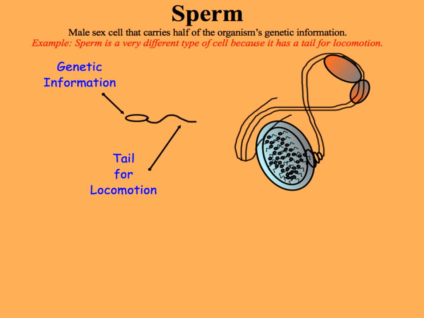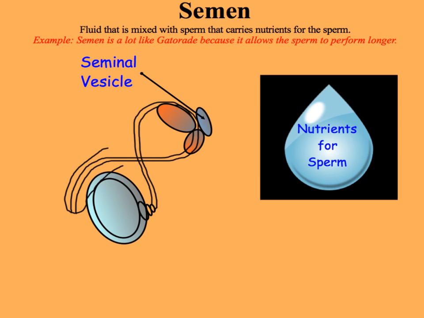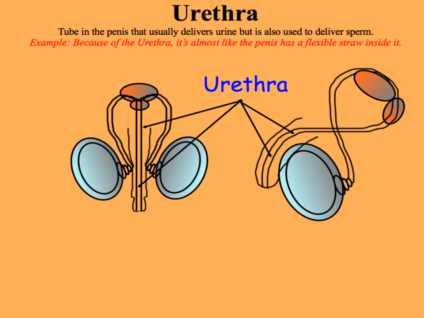Sperm is a very different type of cell because it has a tail for locomotion, so it can swim up into the fallopian tubes. Now, it doesn't do this all by itself. It has a fluid that carries nutrients for the sperm and also helps to carry it to where it needs to go, to the egg. So semen is a lot like Gatorade because it allows the sperm to perform longer, and so it can make it all the way to its destination and then fertilize the egg.